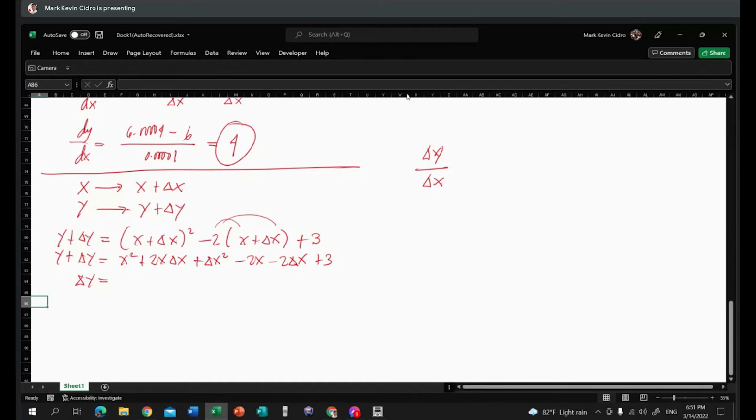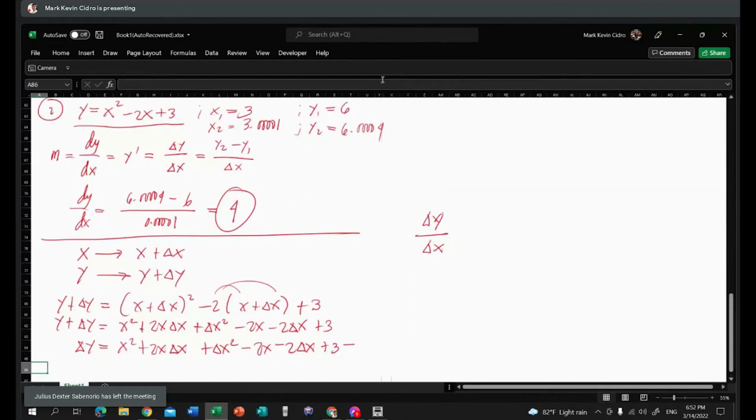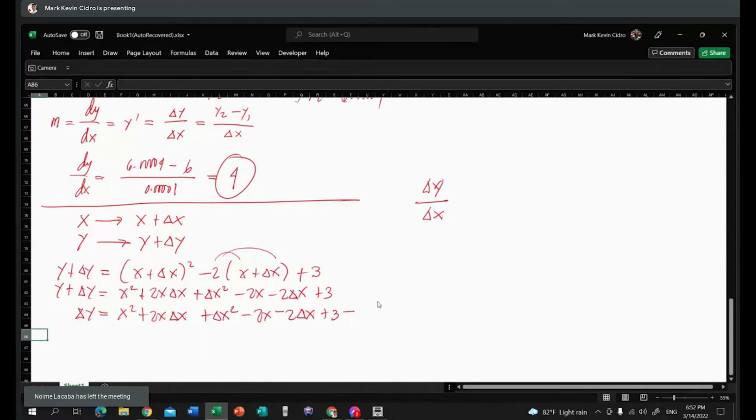Okay, so you have to get rid of y. So this will be x squared plus 2x delta x plus delta x squared minus 2x minus 2 delta x plus 3. Then your y, since it is positive, you transpose to the right side of the equation, and it will be negative y. But the value of y is there, x squared minus 2x plus 3. Okay? So we will put here x squared minus 2x plus 3.